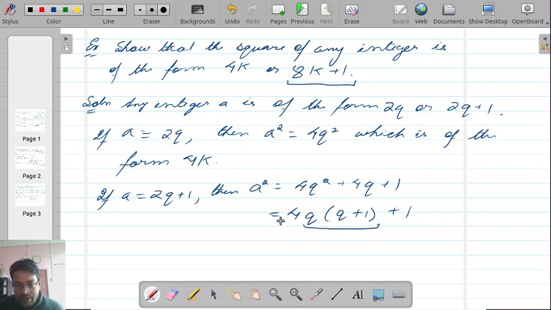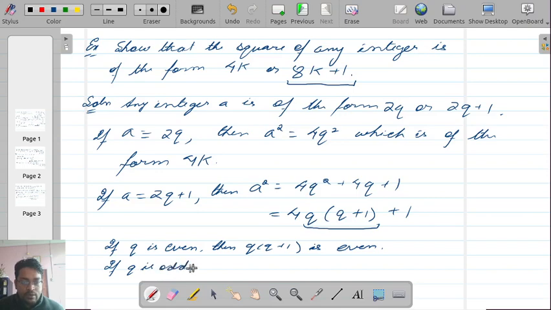If q is even, then from here I can take a 2, right? If q is even, q will be of the type 2 into something. And if q is odd, then q plus 1 will be even. So in any case, q into q plus 1 is always even. So let us write that part. If q is even, then q into q plus 1 is even. And if q is odd, then odd number plus 1 is an even number. Then q plus 1 is even, and so q into q plus 1 is also even.